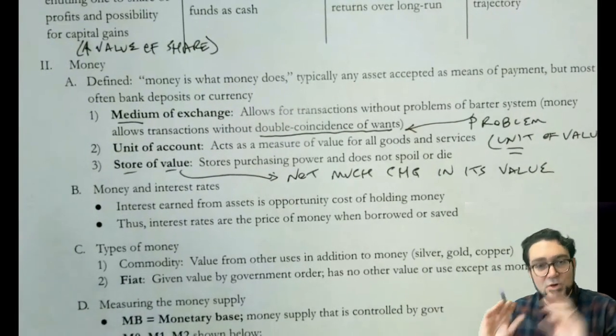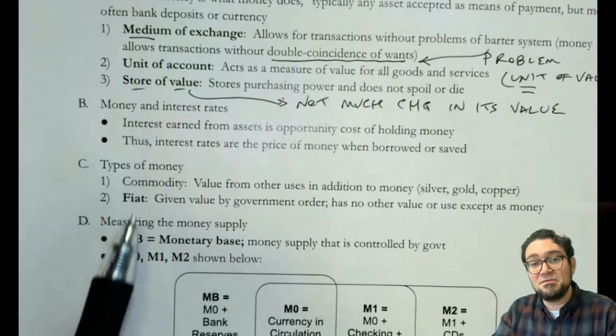Now, types of money. There are two types. There's what we call commodity and fiat money.